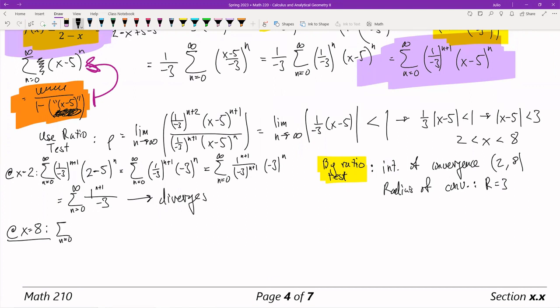Sum n equals 0 to infinity, 1 over negative 3 to the n plus 1, 8 minus 5 to the n, sum n equals 0 to infinity, 1 over negative 3. And you know what? I'm just going to go ahead and break it up to n plus 1, n plus 1, 3 to the n. Got it?